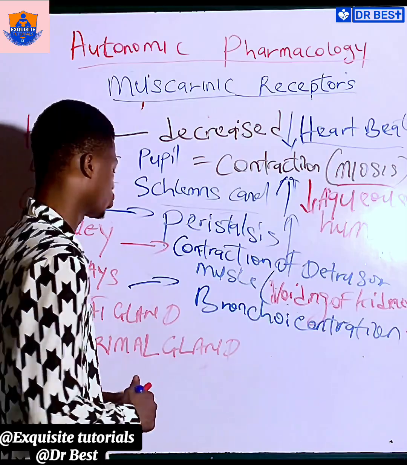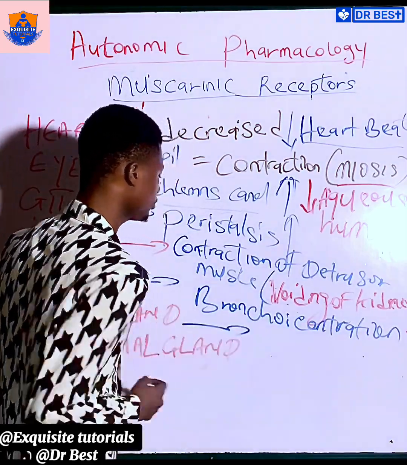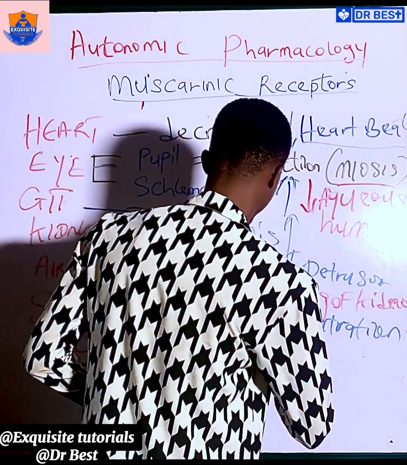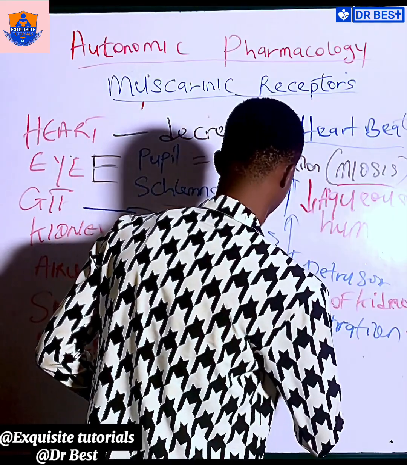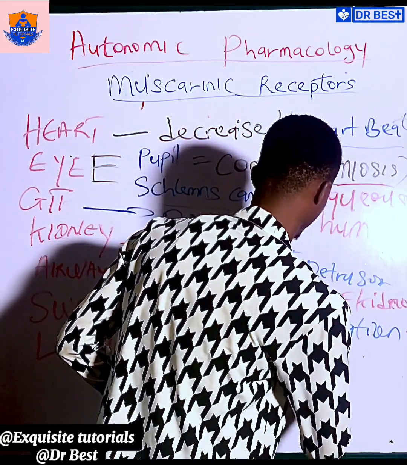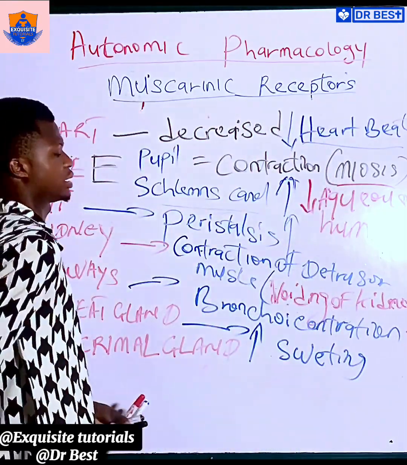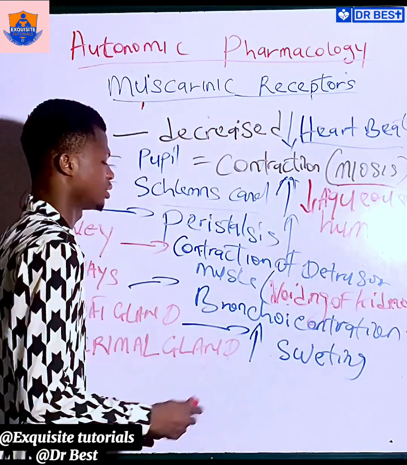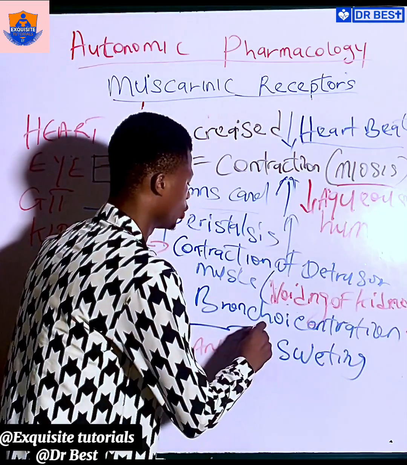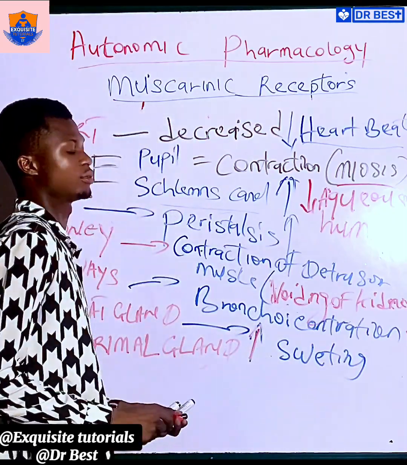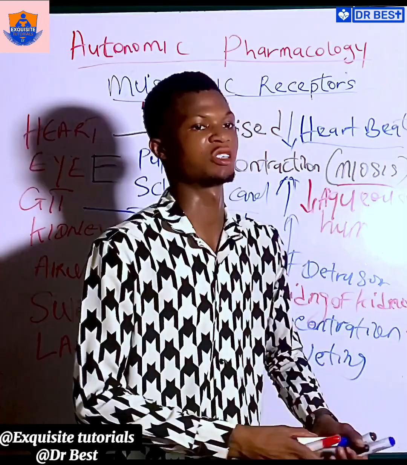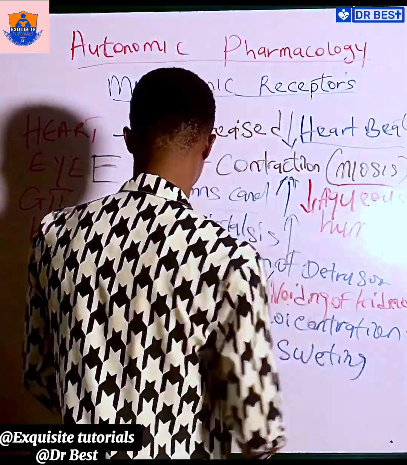Now let's talk about the sweat gland. It's going to cause increased sweating, or you can say increased sweat secretion. So the rate at which sweat is secreted is going to be increased with muscarinic receptors. So stimulation of muscarinic receptors in the skin is going to cause increased sweating.